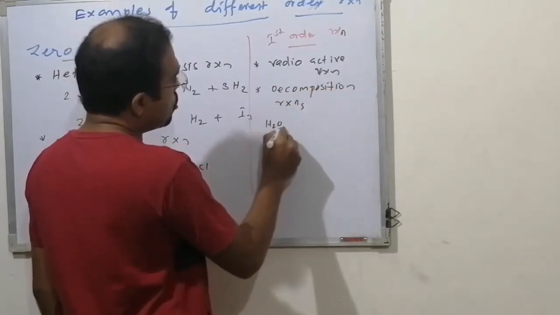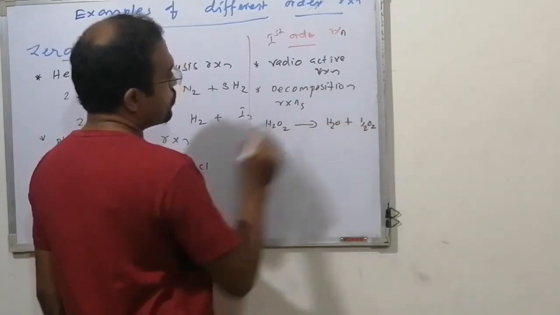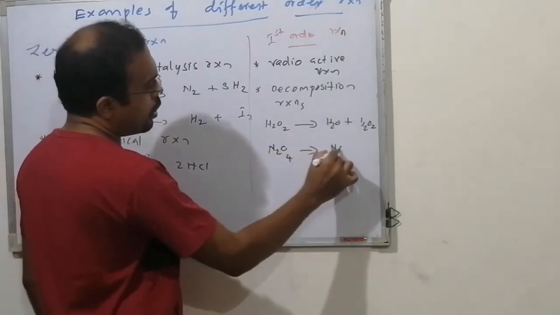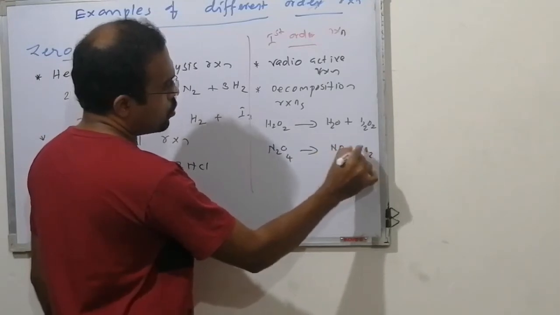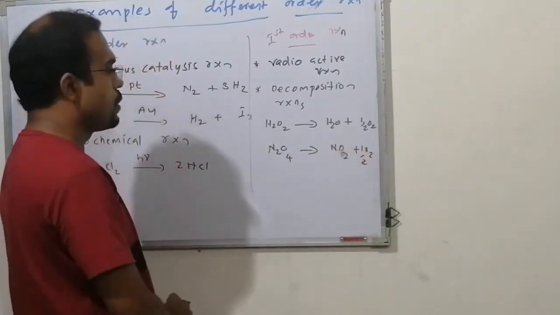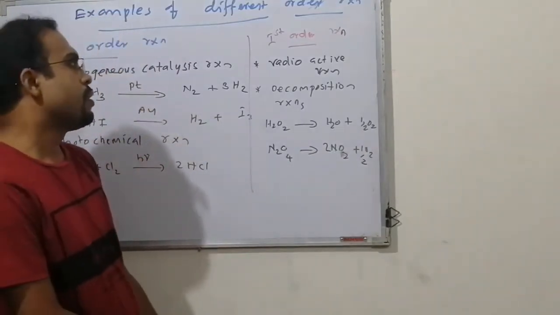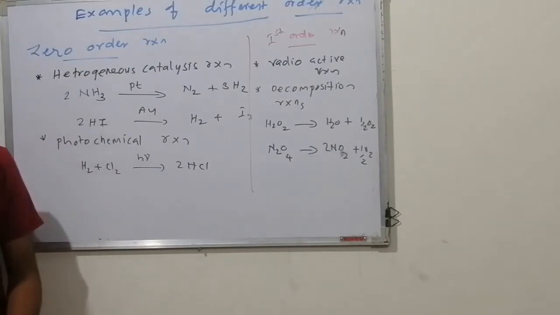Example, H2O2 decomposed, H2O plus O2. N2O4 decomposed, NO2 plus O2 like that. Okay, 2NO2 plus O2 like that. These are some common examples for first order reaction.